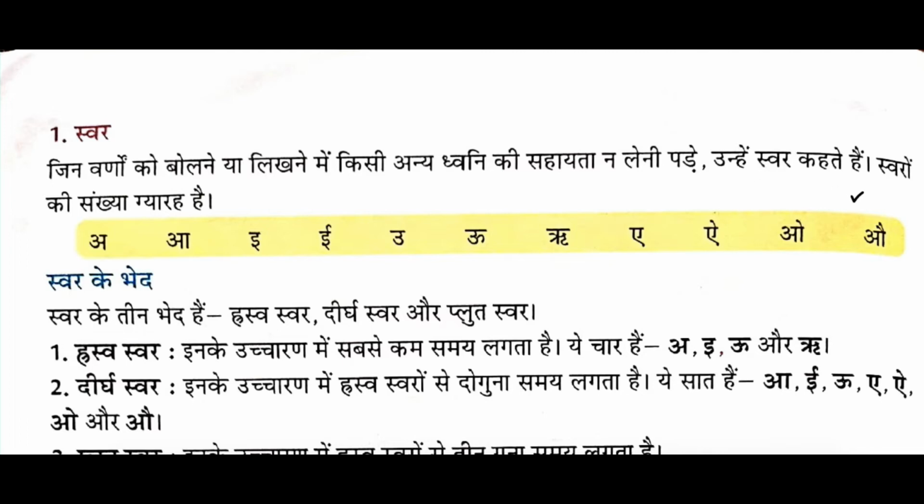How many स्वर वर्ण are there? स्वर वर्णों की संख्या 11 होती है. 11 means 11. स्वर वर्ण की संख्या 11: 1 2 3 4 5 6 7 8 9 10 11. अ आ इ ई उ ऊ ऋ ए ऐ ओ औ.